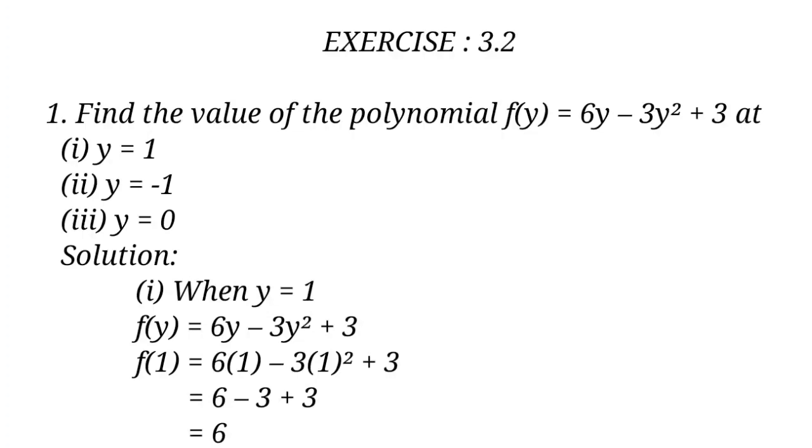Here y is equal to 1. f of y is equal to 6y minus 3y squared plus 3. Then f of 1 is equal to 6 into 1 minus 3 into 1 squared plus 3. Then 6 minus 3 into 1 plus 3. Then 6 minus 3 plus 3. Minus 3 plus 3 cancel. We get f of 1 is equal to 6. That's all.